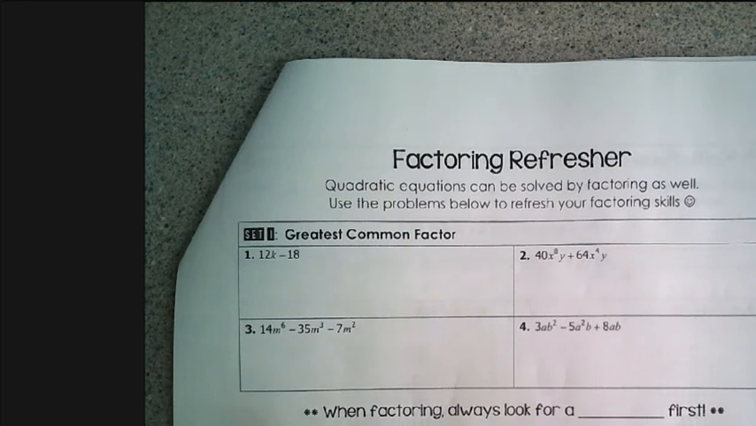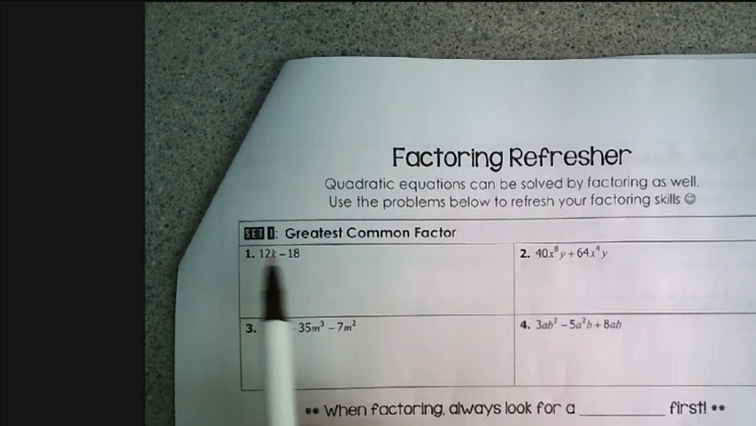Quadratic equations can be solved by factoring, just like we could solve them by graphing. And we're going to use the problems below to refresh our factoring skills. Now, in factoring, we want to factor out the greatest common factor of an expression. The greatest common factor is the greatest number that is a factor of two or more terms.